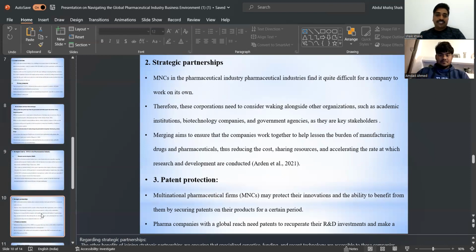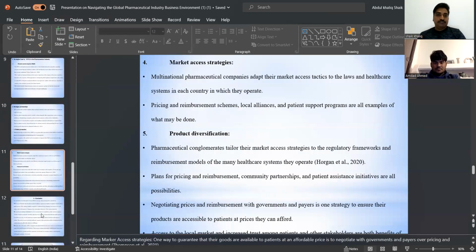Third point, patent protection. MNCs may protect the innovation and ability to benefit from the securing patent on their product for a certain period. For our companies with the global research and development investment, this makes them comfortable.